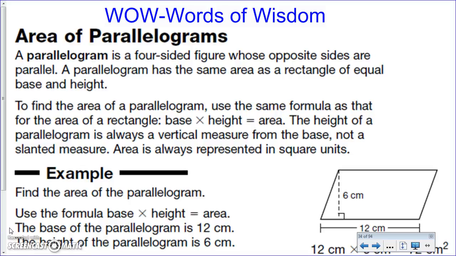The height of a parallelogram is always a vertical measure from the base, not a slanted measure. You can see it on the example below as the dotted line. Area is always represented in square units.